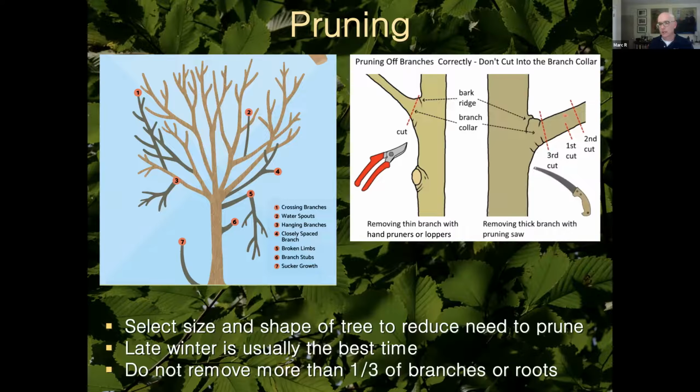And here's how you cut a larger one. You never want to remove more than a third of all the plant material, so a combo of the branches or the roots. And late winter is usually the best time because these plants are dormant.